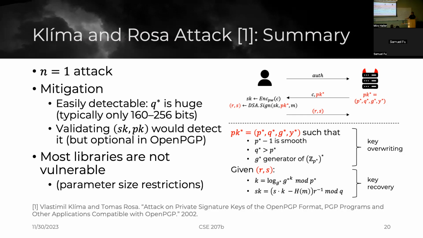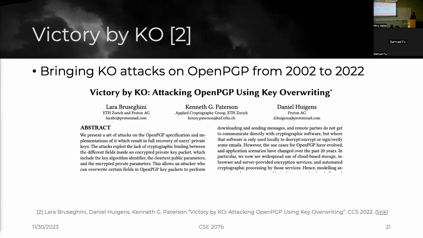So most libraries right now are not vulnerable, but only because they restrict the sizes of parameters. One thing they don't do is integrally protect all the fields in the data type that they're using, which would be the proper mitigation. But it would also mean you need to change the standard, and everyone that implements this needs to change their implementations, which is a very slow process. So instead, they're opting for just checking the parameter sizes.